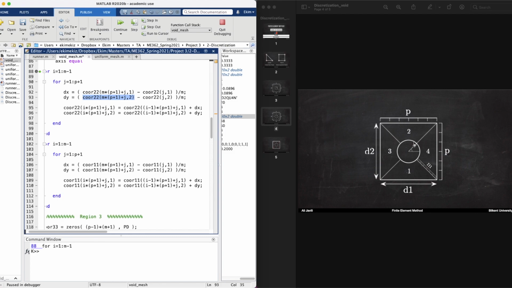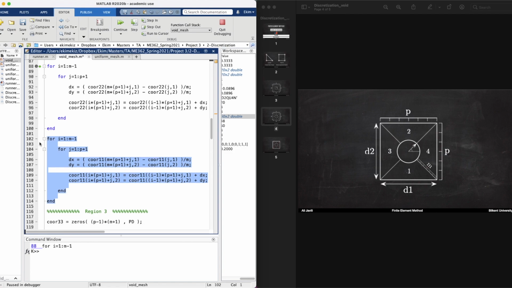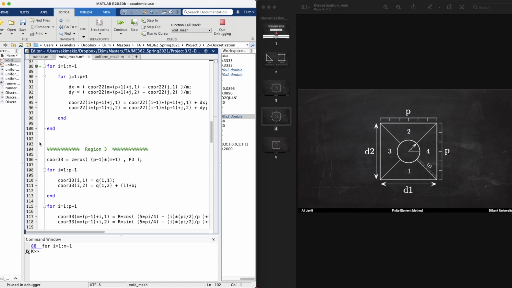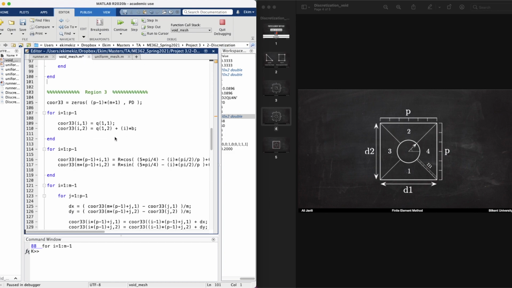But this code accounts for that because dy is this one, remember, it was the coordinates of the nodes along this arc. So whatever this is minus this is something that is negative. So that's how we account for the sign changes. So they are exactly the same, and we can move on to region 3 now. Okay.